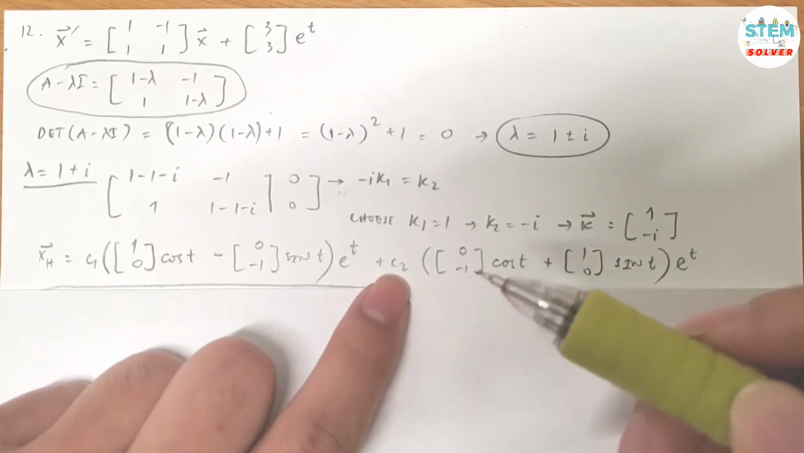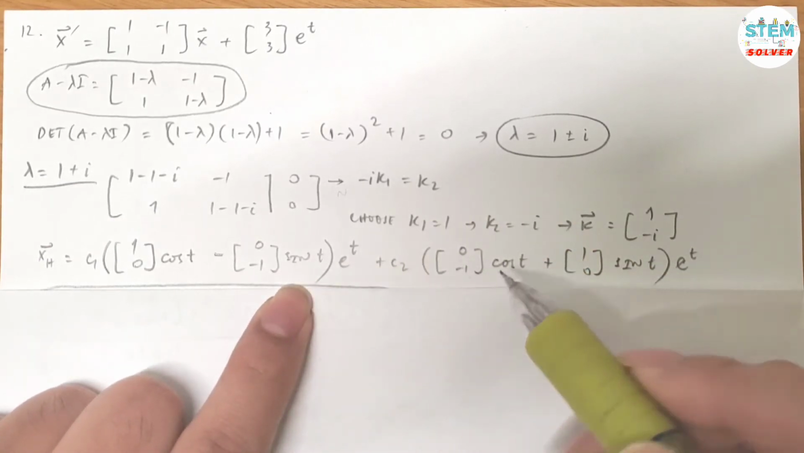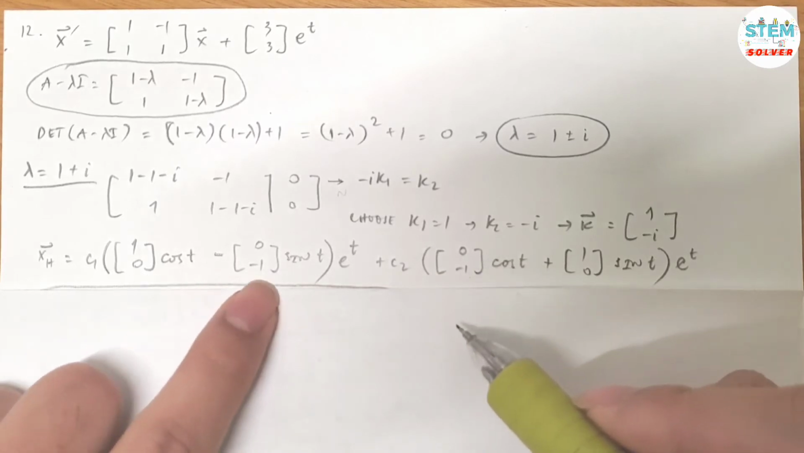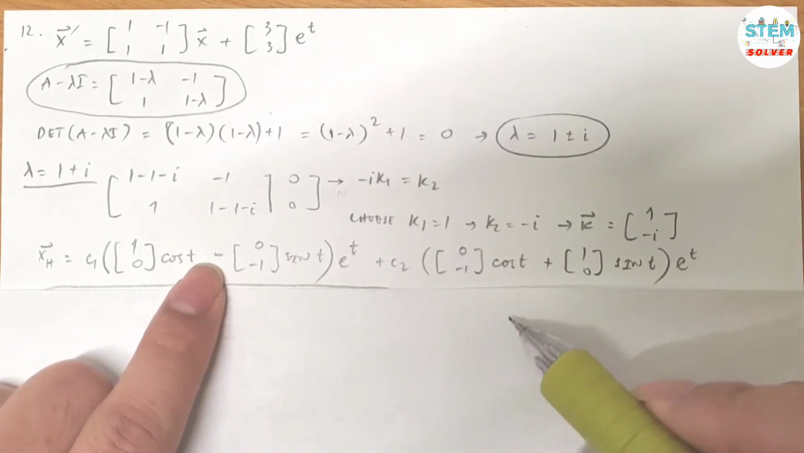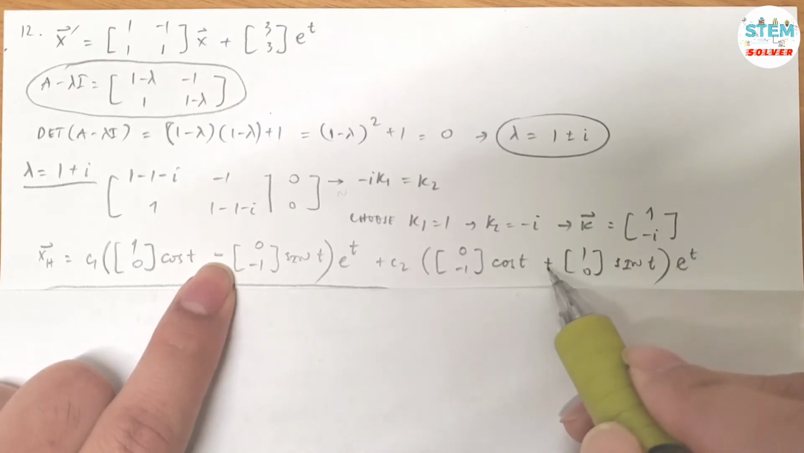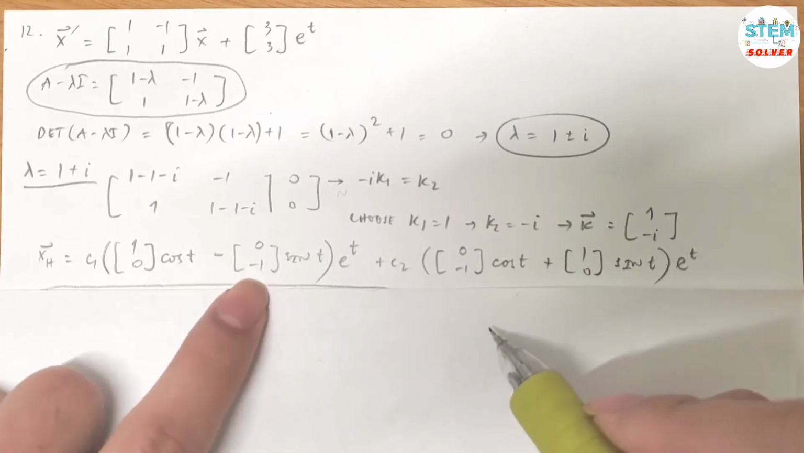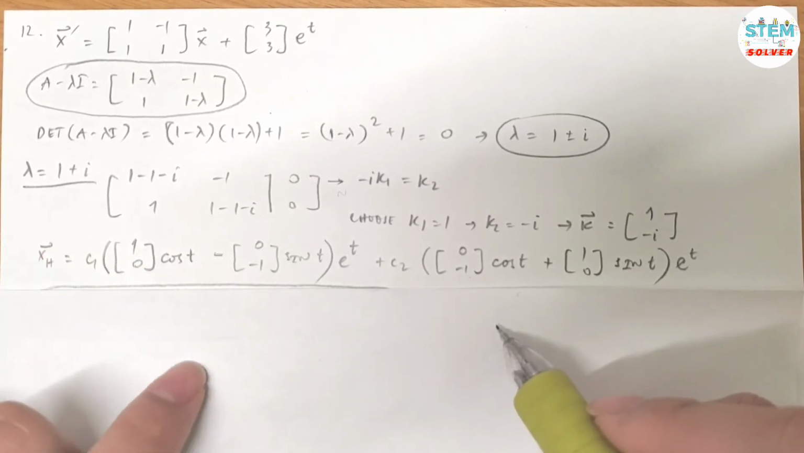Once you know the first solution, your second solution is just a duplicate of the first one, but you need to change something. For the first one you have a negative sign, and for this one you need a positive sign. Cosine and sine stay the same, and for these two vectors you swap their positions.